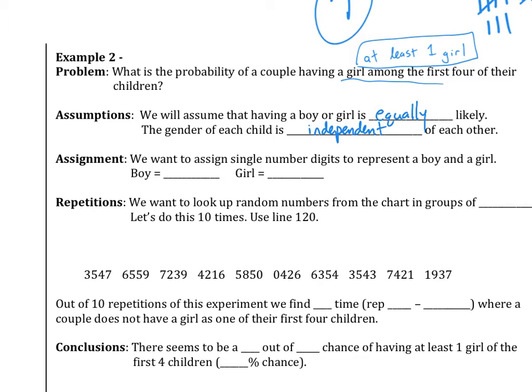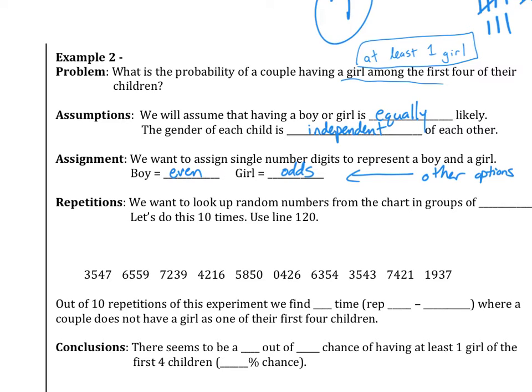The assignment is we want to assign a single digit to represent a boy and a girl. For this one, let's do the boy is even and the girl will be odds, because the evens and odds are equally likely to come up. I just want to point out that there are other options. You could pick 0 through 4 are boys, 5 through 9 are girls. You just have to have 5 of each.